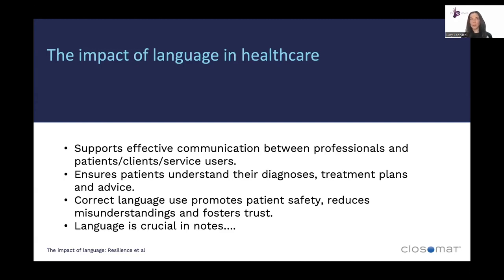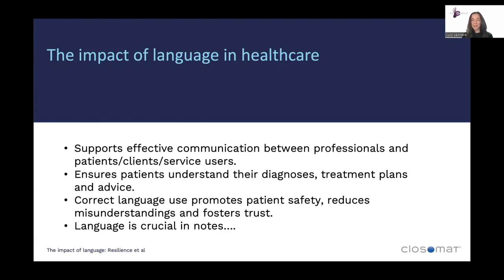So for example, I wouldn't necessarily talk to a person that I was working with about occupational performance, but I might discuss that with a colleague. And actually, use of correct language can promote patient safety. It reduces misunderstandings. So we have to be really clear in our use of language. And it fosters trust and again, that therapeutic relationship that we need to develop with people, sometimes very quickly, to make sure that we're going to be able to work with them effectively.